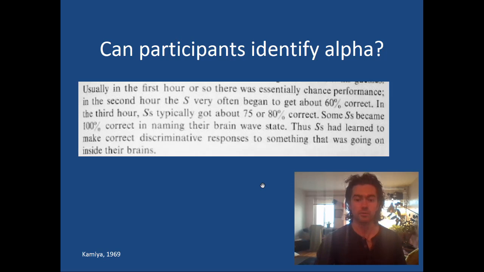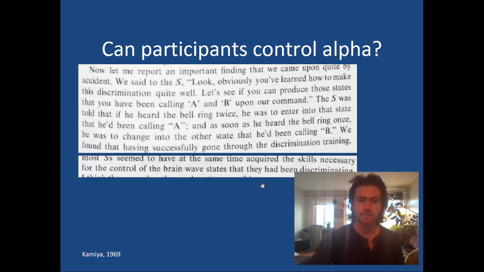All right, so that's pretty cool. Seems like people are able to get some kind of conscious awareness of when their brain is in an alpha state versus not in an alpha state. So can participants control alpha? They kind of flowed onto this pretty naturally, and just continuing to read from Kamiya's original report.